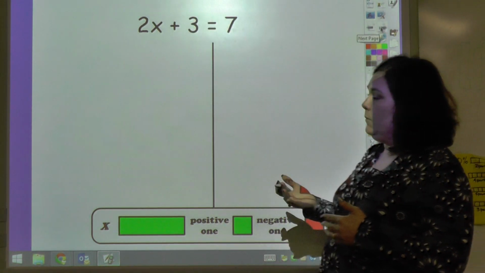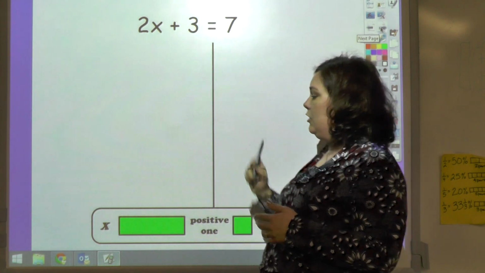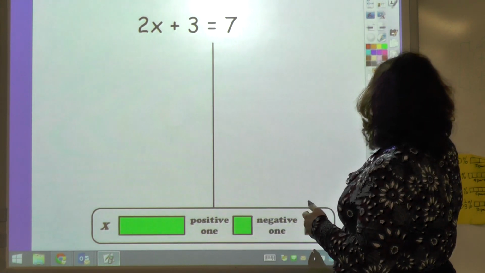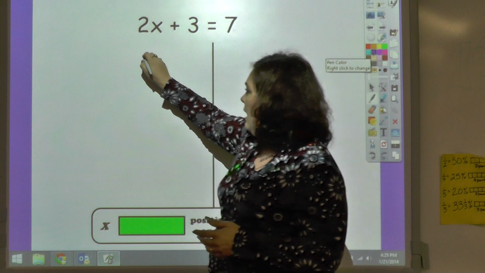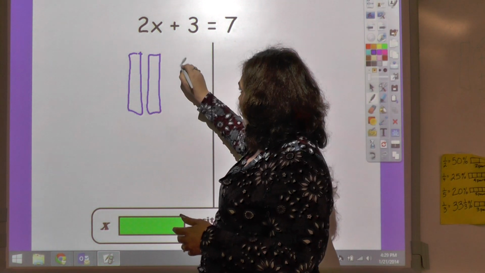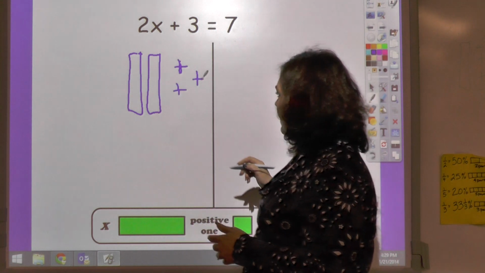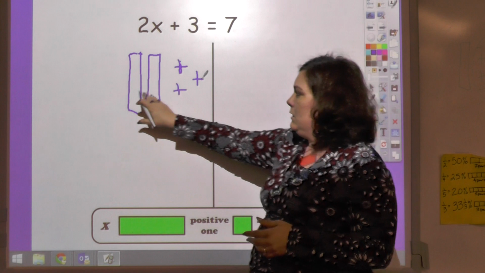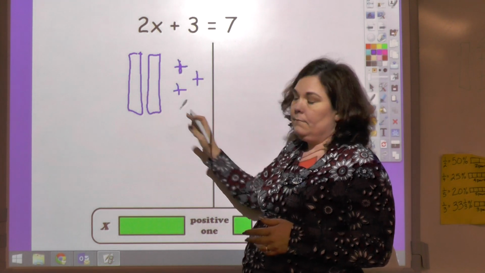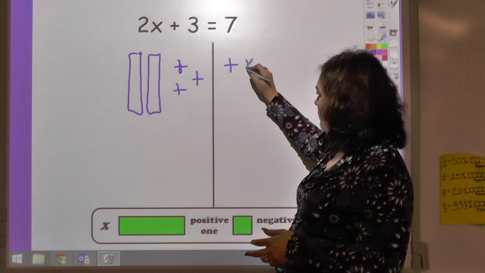So the way that this would work, this would be a two-step because it has multiplication and addition. And so we would set it up as 2 bars and then 3 positives, okay? And that represents 2x plus 3. And then we have 7 over here, positive.